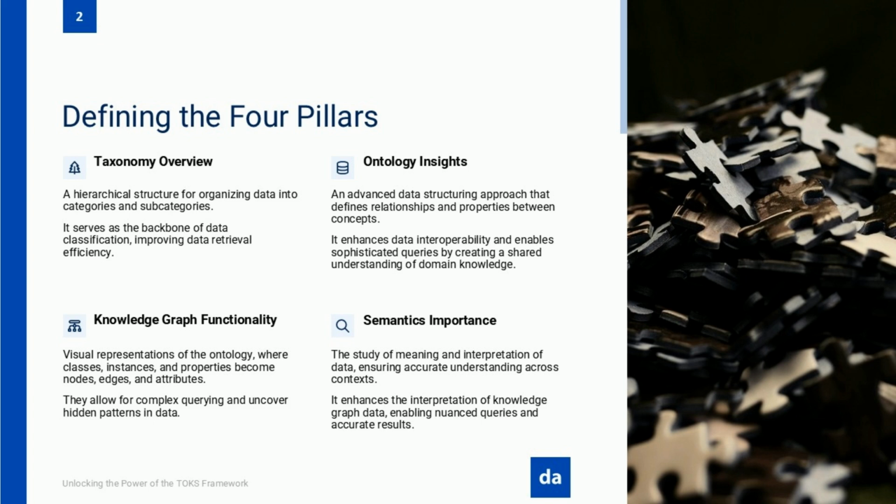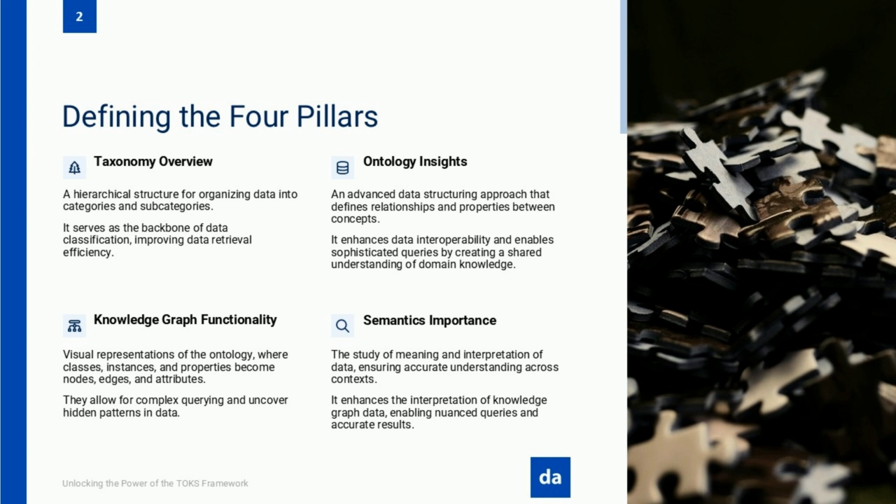Taxonomy provides a hierarchical structure for categorizing information, making it easier to navigate and retrieve data. Ontology goes beyond simple categorization, defining relationships and properties between entities. Knowledge graphs represent these relationships visually, allowing for complex queries and insights. Semantics ensures that the meaning of data is preserved and understood across different contexts and systems.